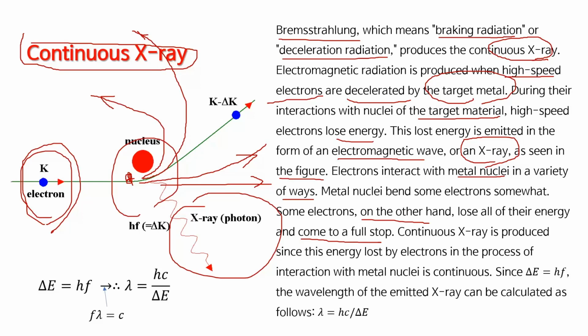So electrons interact with the metal nuclei in various ways. Therefore, continuous X-ray is produced since the energy lost by electrons in the process of interaction with the metal nuclei is continuous. So we can have X-rays of continuous wavelength.